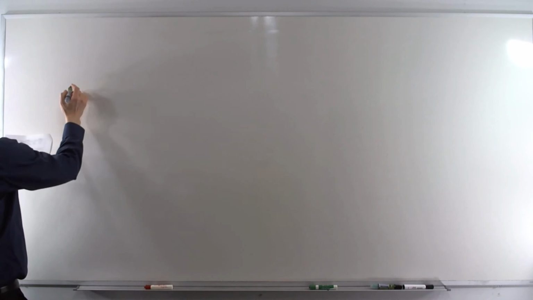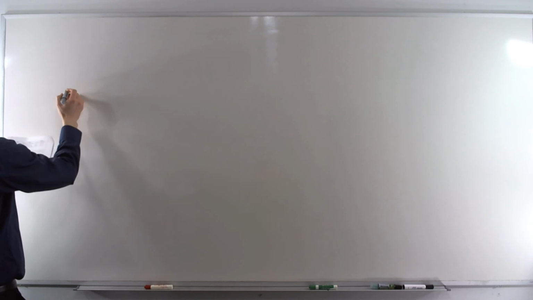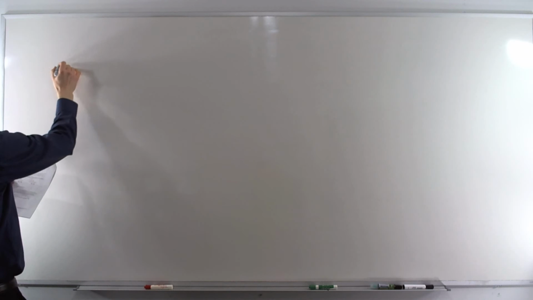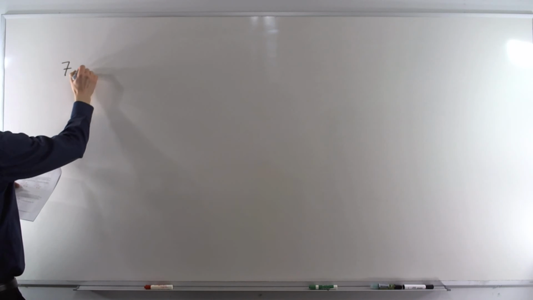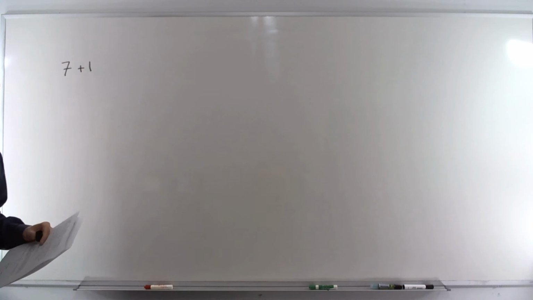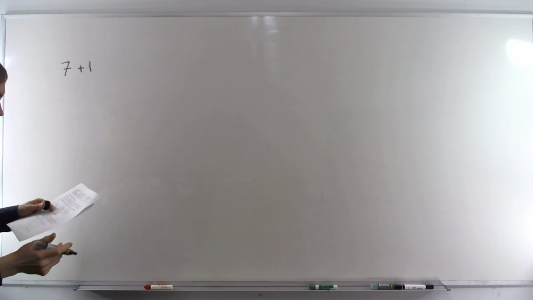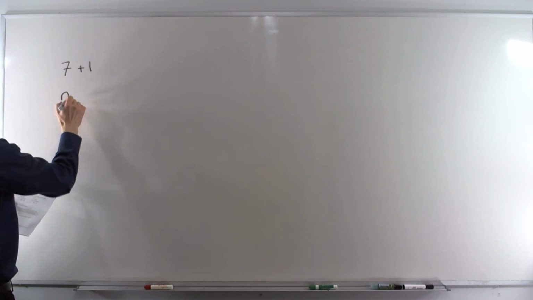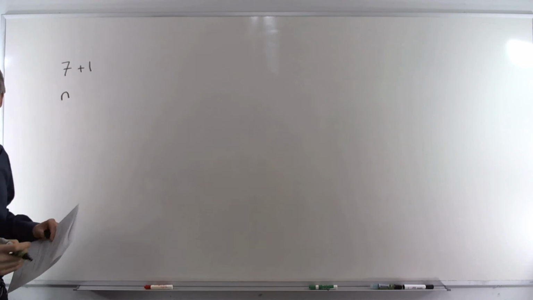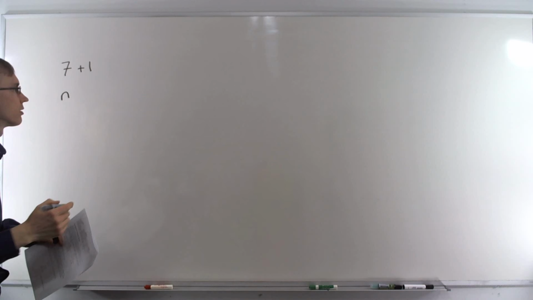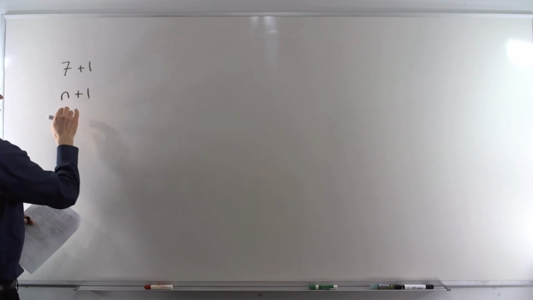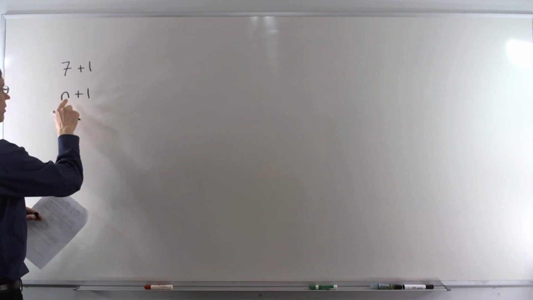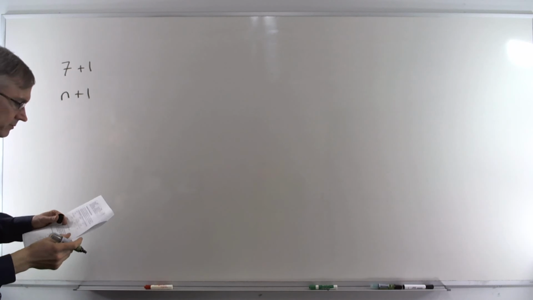So for the first one, next consecutive number from 7, we'll start with 7. To get the next consecutive number, we need to add 1 to it. And if we start with any number, instead of 7, I'm going to write down a variable. So from the number n, how do we get to the next consecutive number? Well, we add 1 to that. So here's an expression for the next consecutive number from n.